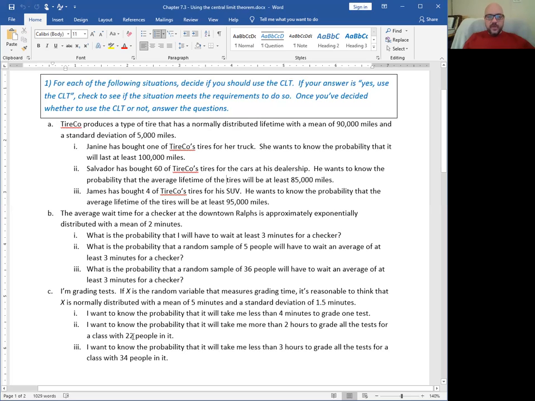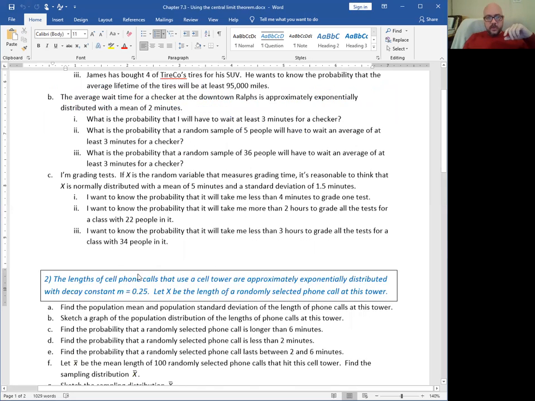So you want to do that with all of these. You want to pay close attention to whether the population is normally distributed and then how big the sample size is to determine if you can use the central limit theorem. And you want to watch for, are you taking a sample or just looking at one thing, one wait time or 1 tire or one test, to determine if you want to use the central limit theorem. All right, that's it for number 1.